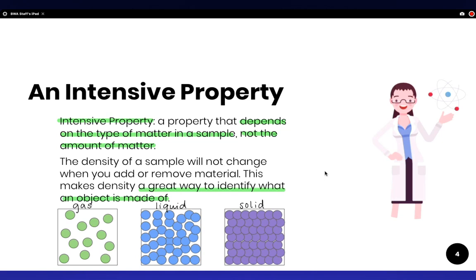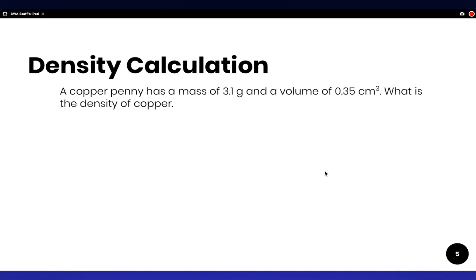Densities of elements and common molecules are something that you can look up very easily. If you have an unknown substance, you just need to measure the mass and volume of what you have, calculate the density, and then look up that density in Google, and you will very likely find out what your unknown material is made out of. So let's practice some of those density calculations.